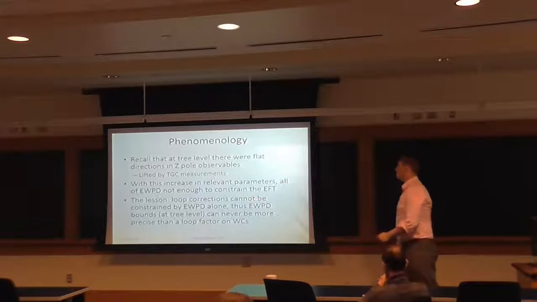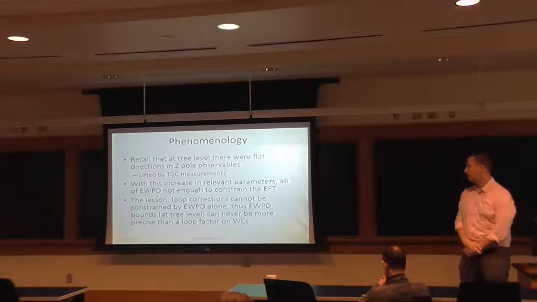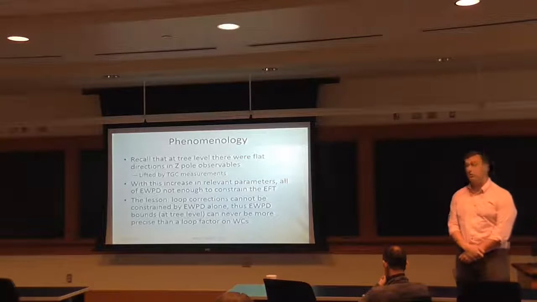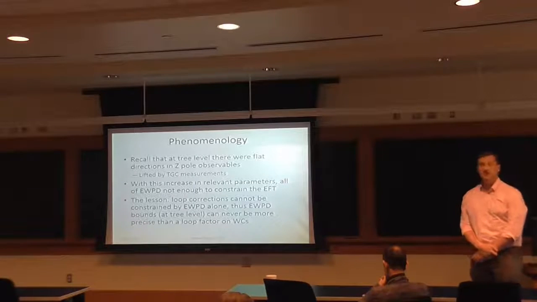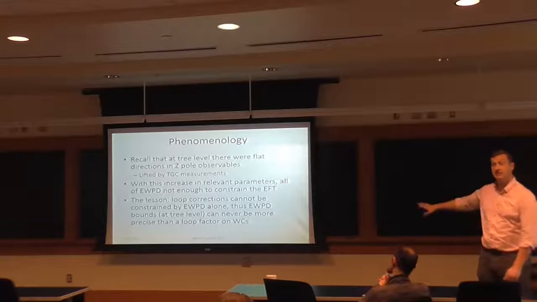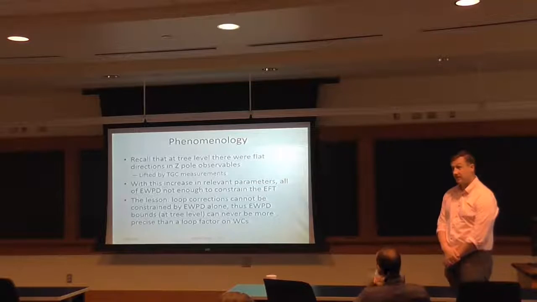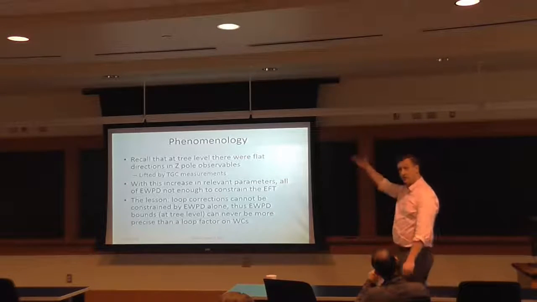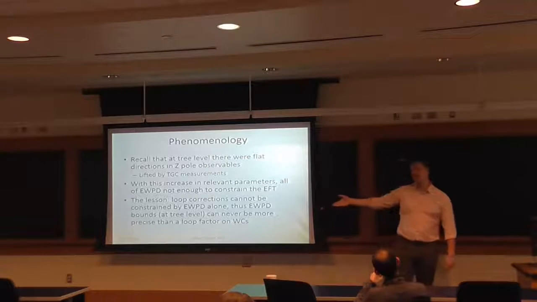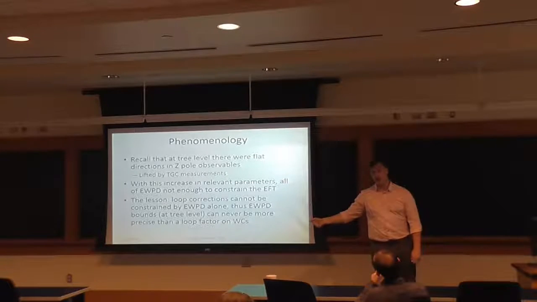So these loop corrections cannot be constrained by electroweak precision data alone. And that means that your tree level electroweak precision bounds can never really be meaningfully more precise than this 10% factor. That 10% factor is multiplying a different Wilson coefficient. So when you constrain a Wilson coefficient to be order 10%, you can't get much better than that with electroweak precision data.